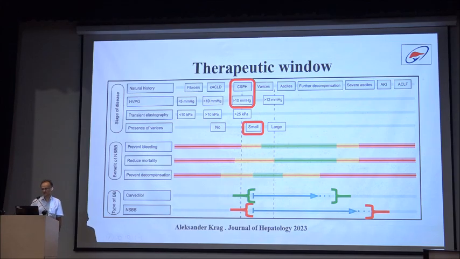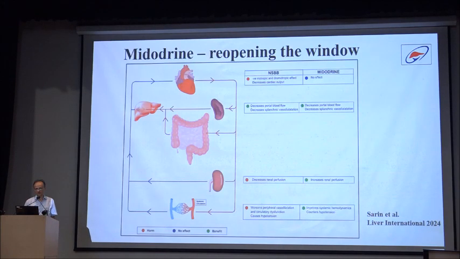its potent hypotensive effects. So midodrine remains an option because it can attempt to reopen that window, as it does not act on the beta-1 receptors on the heart. It specifically acts on the splanchnic circulation. It causes splanchnic vasoconstriction, increases the blood pressure, and increases the renal perfusion.